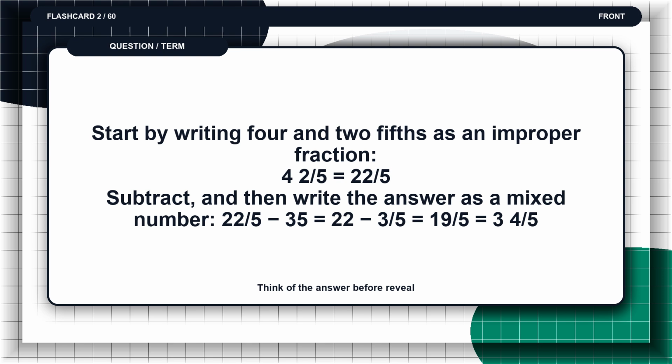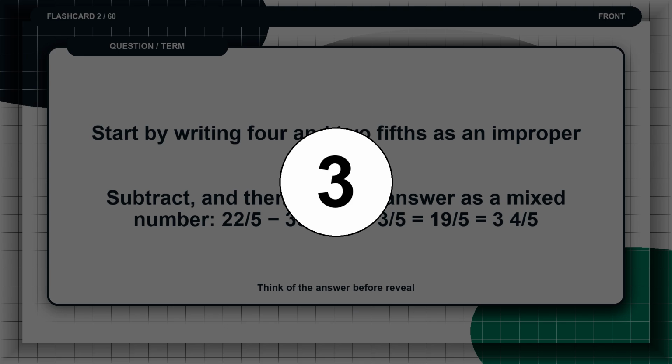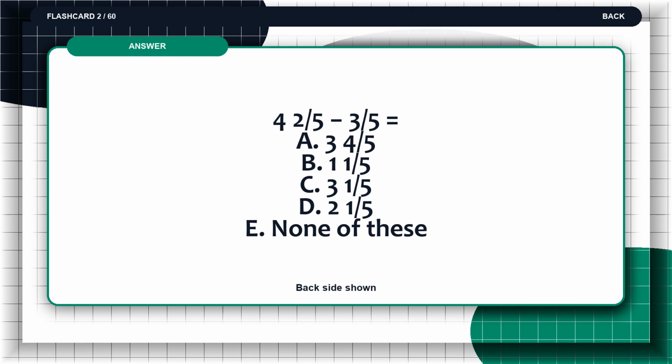Flashcard 2. Start by writing 4 and 2/5 as an improper fraction: 4 2/5 equals 22 over 5. Subtract, and then write the answer as a mixed number: 22 over 5 minus 3/5 equals 19 over 5 equals 3 4/5. Think of the answer before the reveal. The answer is: 4 2/5 minus 3/5 equals A. 3 4/5, B. 1/1, C. 3/1, D. 2/1, E. None of these.